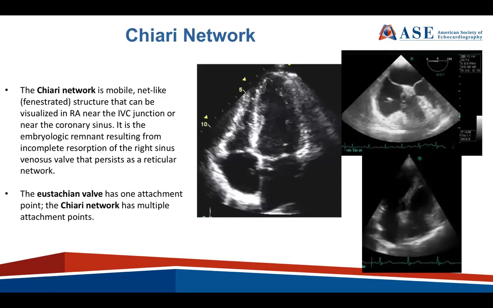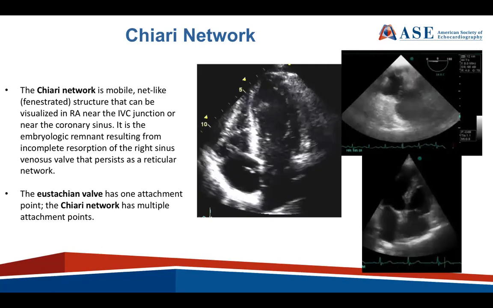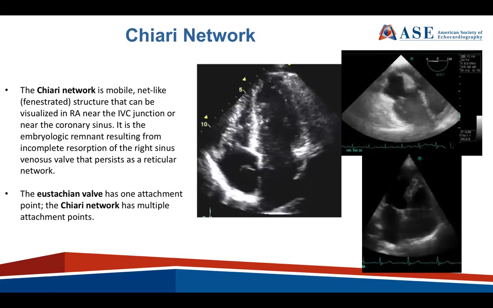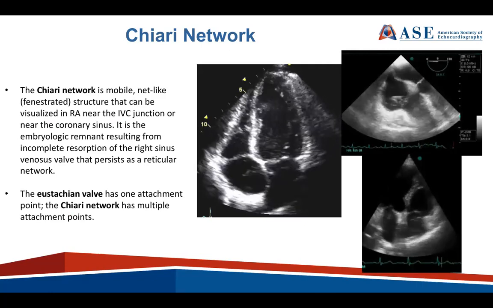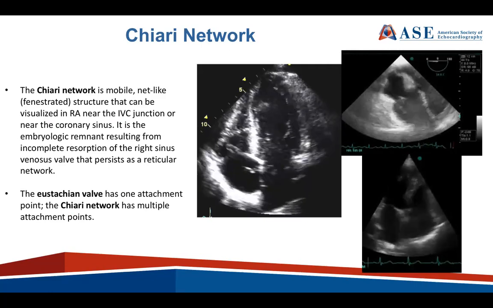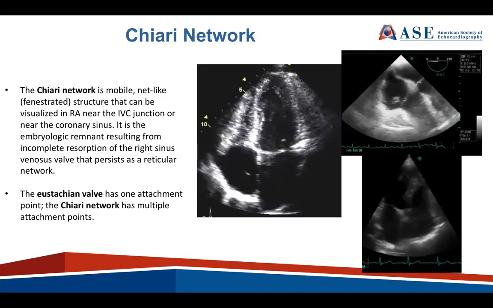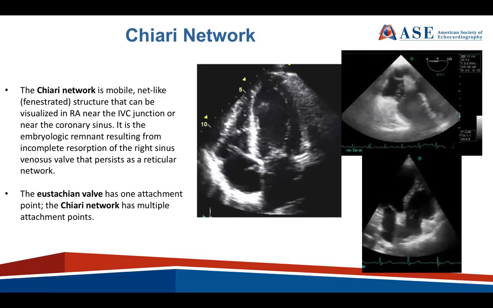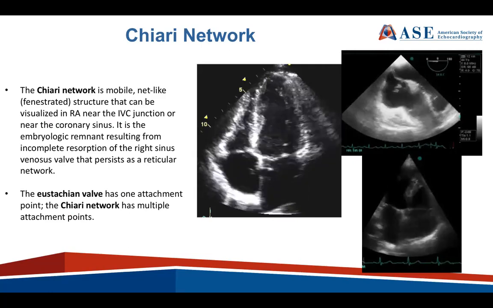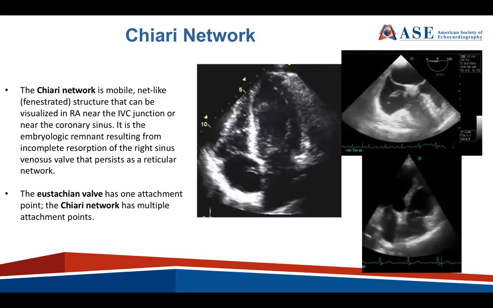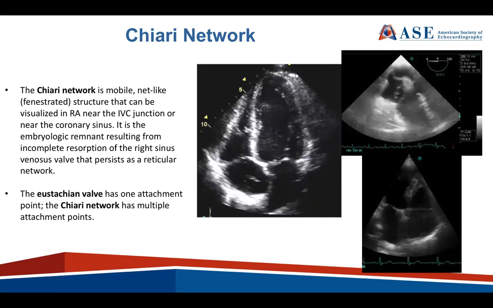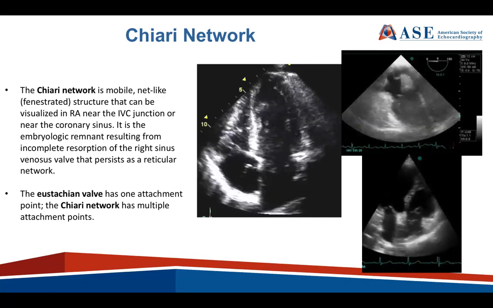The Chiari network is a mobile, net-like, often fenestrated structure that can be visualized in the right atrium near the IVC junction or near the coronary sinus. It is the embryologic remnant resulting from incomplete reabsorption of the right sinus venosus valve that persists as a reticular network. Here are a couple of videos that show prominent Chiari networks that demonstrate this net-like structure whipping back and forth in the right atrium.